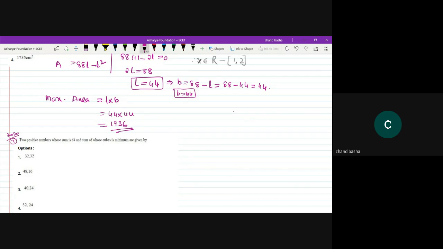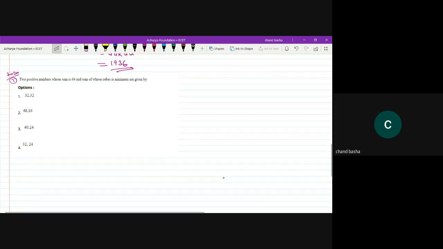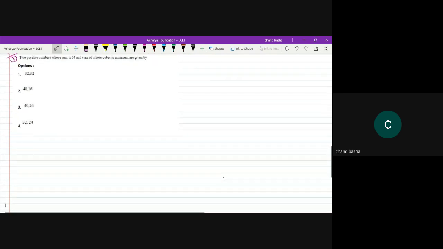Two positive numbers whose sum is 64 and sum of the cubes is minimum. Sum of the cubes is minimum. Two positive numbers whose sum is 64, sum of the cubes is minimum.